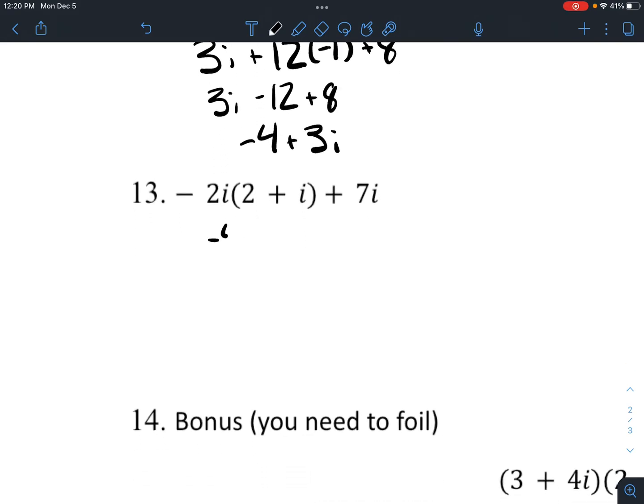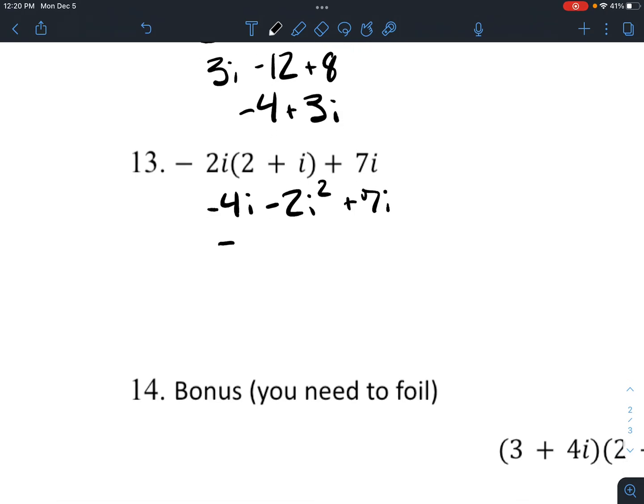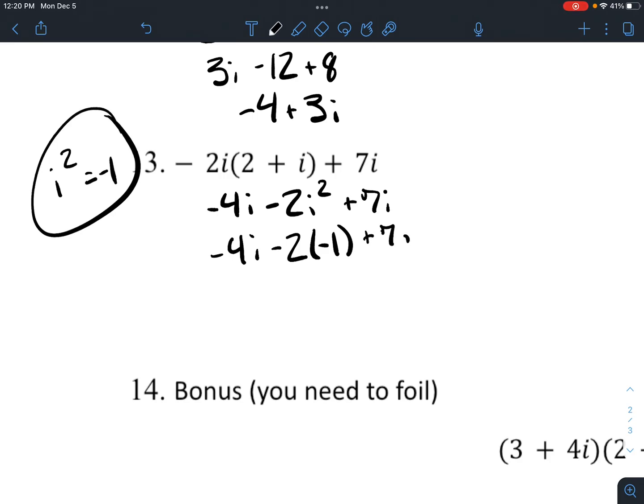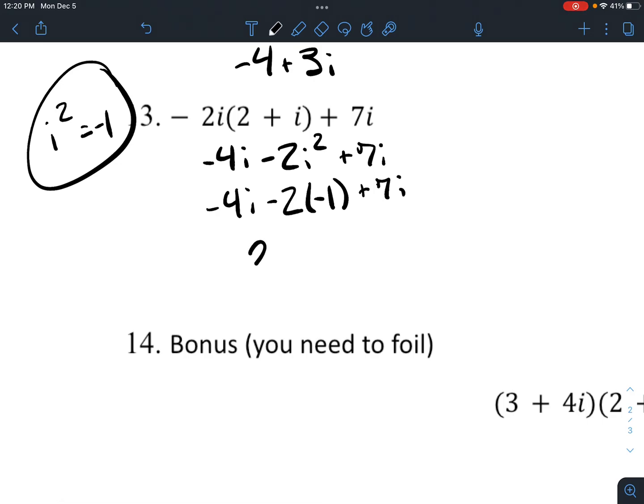We do the same thing here. So negative 4i minus 2i squared plus 7i. I'm going to replace this. So negative 2 times negative 1, because remember, i squared is equal to negative 1, gives positive 2, plus 3i from combining the 7i and the negative 4i.